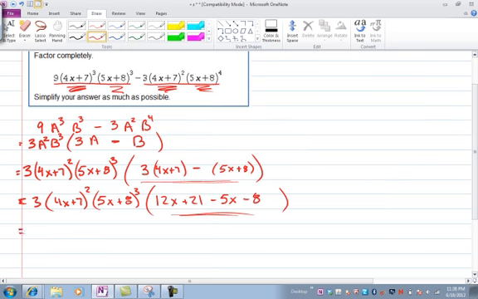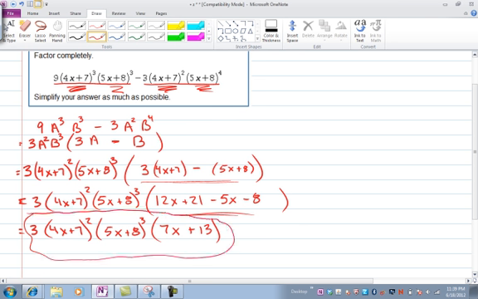And we can say that's equivalent to 3 times 4x plus 7, quantity squared, 5x plus 8, quantity to the third power, and that's 12x minus 5x, so that's 7x plus 21 minus 8, so that's going to be plus 13. And I didn't need to write that grouping symbol that far to the right, so I will erase that and write that right there. And now one last thing, that's our final answer, by the way.